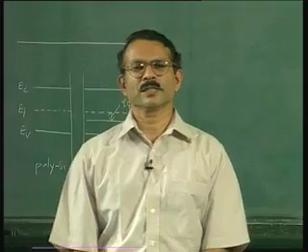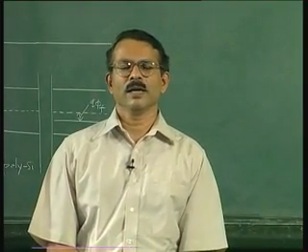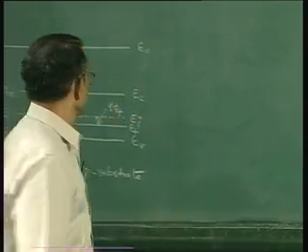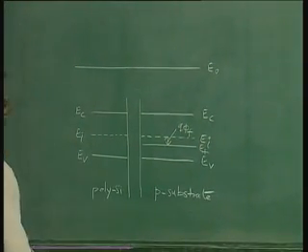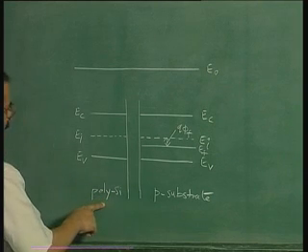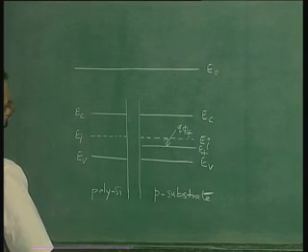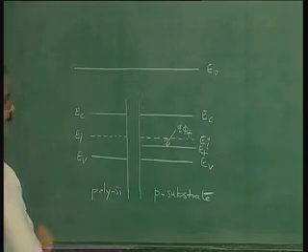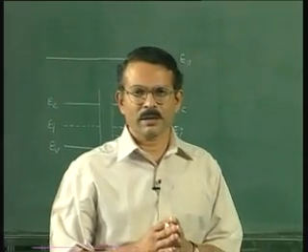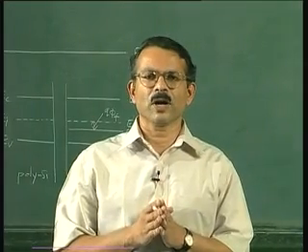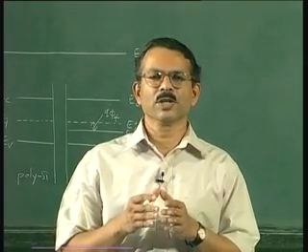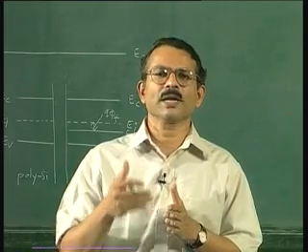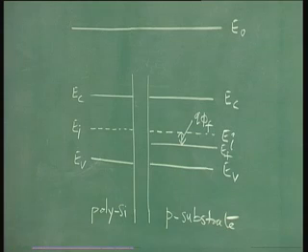The procedure for estimating phi ms for a polysilicon gate is very similar to that for a metal. Look at this energy band diagram. This is the p-type substrate. On the left hand side you have the polysilicon gate. Now the polysilicon gate is either heavily doped n-type or heavily doped p-type. Please note that the polysilicon gate is always heavily doped because its resistivity should be low. It should act like a conductor, like a metal. So unless you dope it heavily, you will not get this low resistivity.